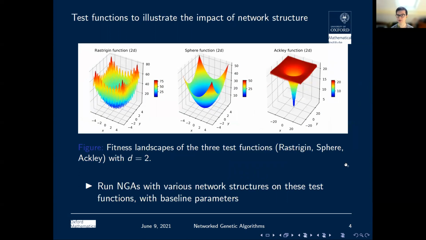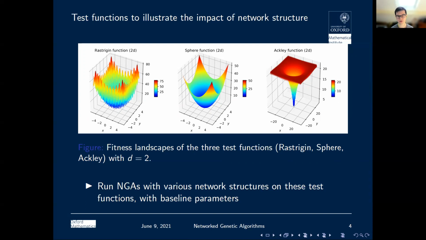To illustrate this impact of network structure, we'll be using 3 test functions with a dimension of 2. We've chosen the radiating function, sphere function, and Ackley function to have different levels of complexity, of roughness, of local optima. We wanted at least 3 different functions to be sure that we're capturing some general conclusions about the behavior of the network genetic algorithm.